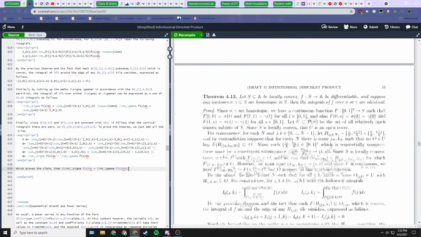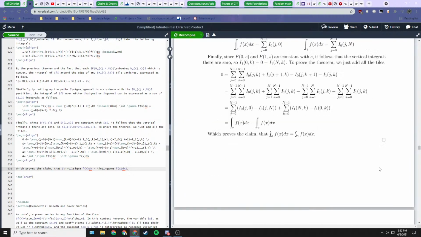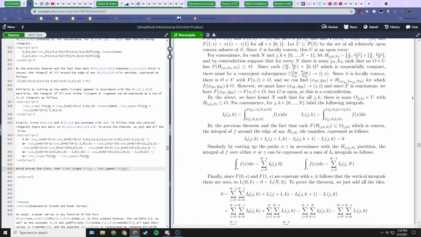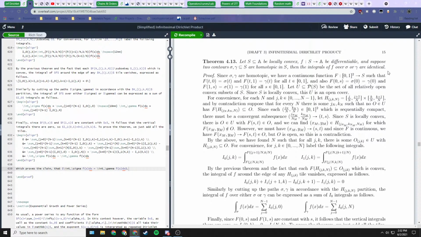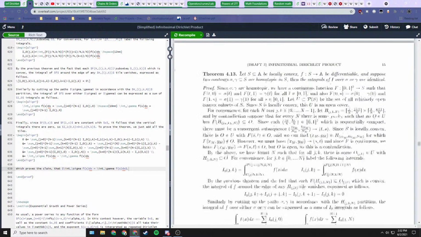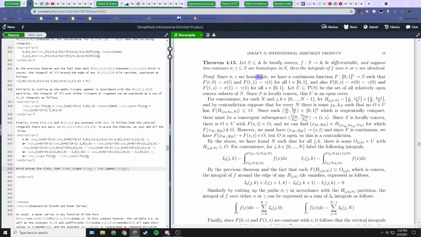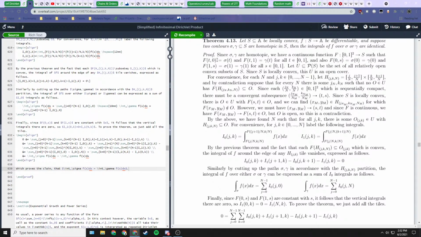Awesome. Yes, so this is a lot shorter than I thought it would be, which is pretty nice. So that is the proof. So we can sort of go back over this. The theorem is to show that if we have a locally convex set and a differentiable function, then two homotopic contours in S have the same integral. And the proof follows since we have these homotopic functions, we have this homotopy F, capital F, with these boundary conditions.